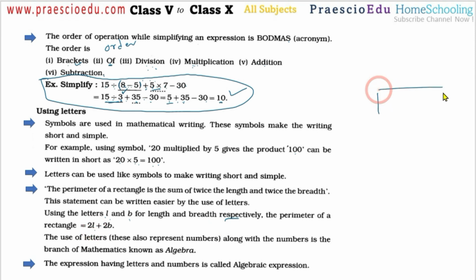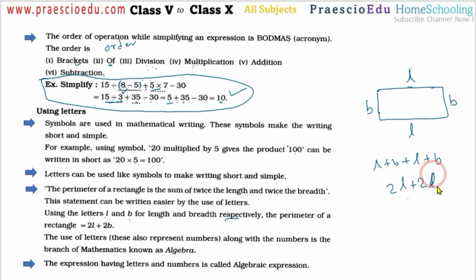Suppose this is a rectangle, this is the breadth, and this is the length L. For the perimeter, we add this side plus this side plus this side and then this side. So L plus B plus L plus B means L plus L is 2L, plus B plus B is 2B. Here the length is a variable, shown as L, and B is the breadth. So we are showing this with alphabets or letters.